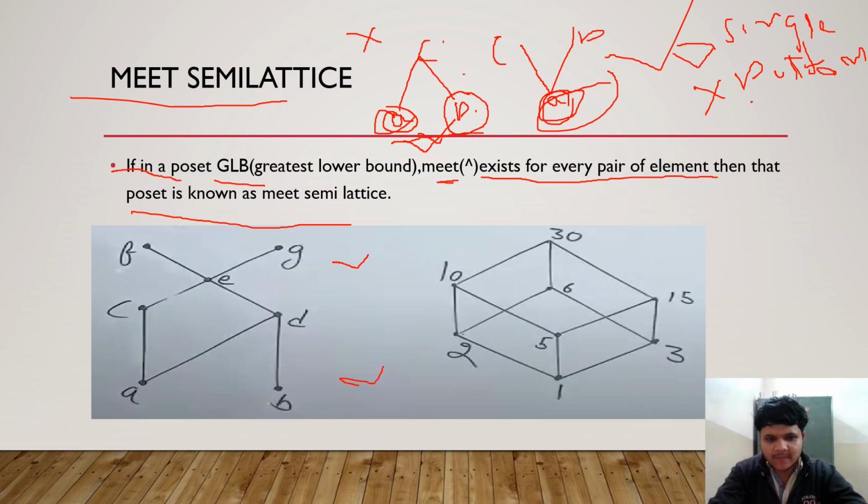Now see these two examples. Say here, for A and B, is there any single bottom? No. So directly we can say that it is not a meet semilattice. Now say here, for every pair there is a single bottom, sorry, not top. See for this, for 2 and 1 also this, for 5 and 1 also this. So we can say that this figure is a meet semilattice. Okay, I hope it is clear.